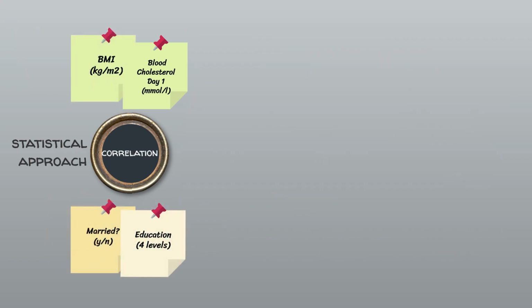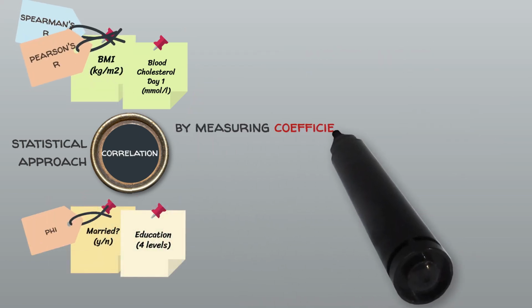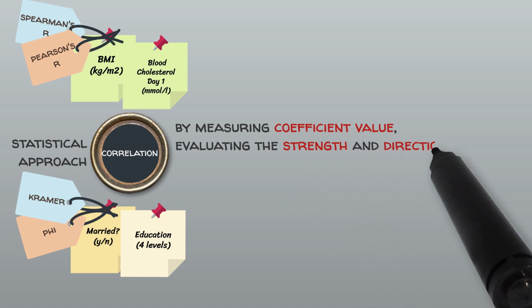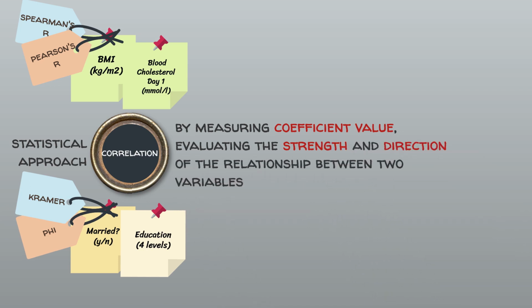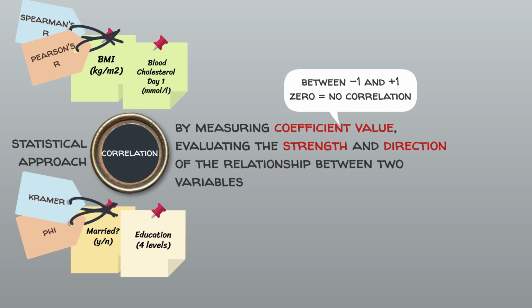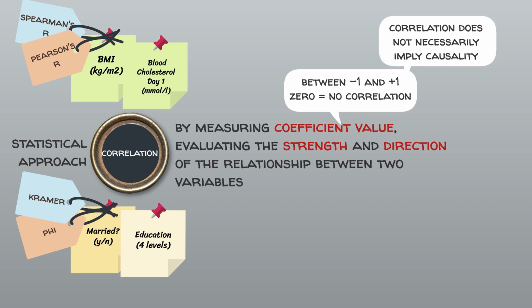The next statistical approach is correlation, which, by measuring a coefficient value, evaluates the strength and direction of the relationship between 2 variables. The correlation is always between -1 and +1. And if the coefficient is equal to 0, there is no correlation. And remember, correlation does not necessarily imply causality.